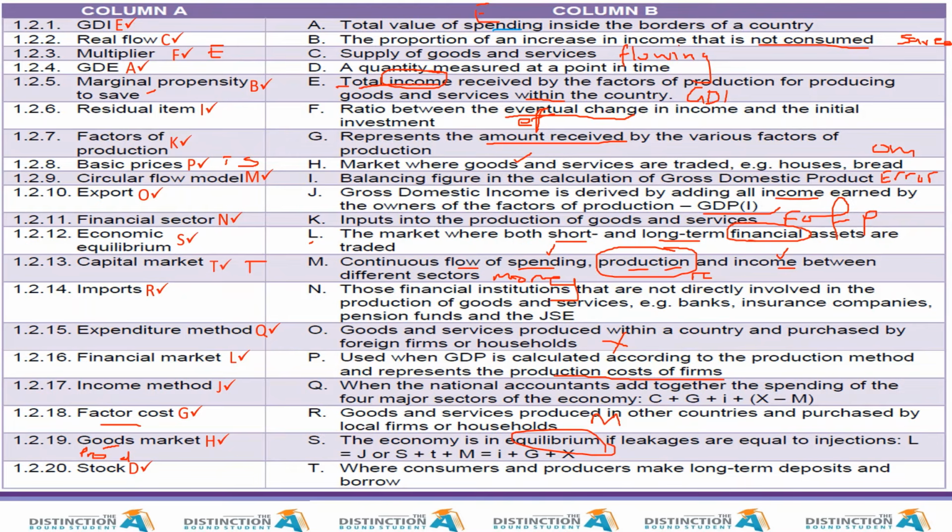Where consumers and producers make long-term deposits, yes, it is the capital market. And what's the opposite of this? The money market. So we can put the money market and change this word and make it short. And you see that this one, I saw it also somewhere there, right? This, the money market, the financial market has money market and capital market. So I can repeat this and change this word long and make it short. Then we can add 1.2.21 and we say money market.